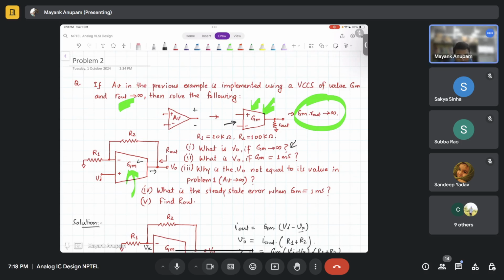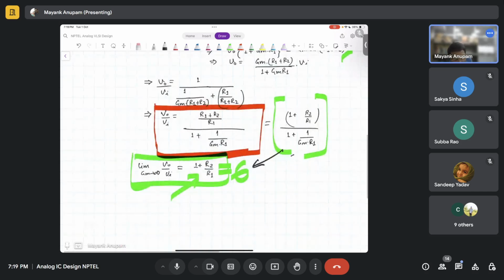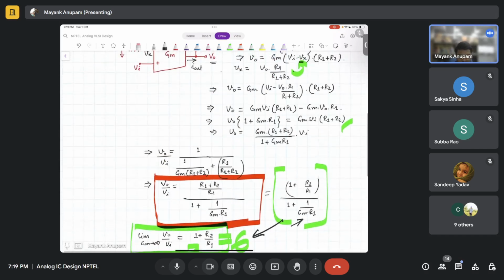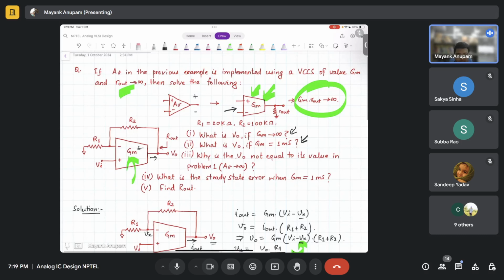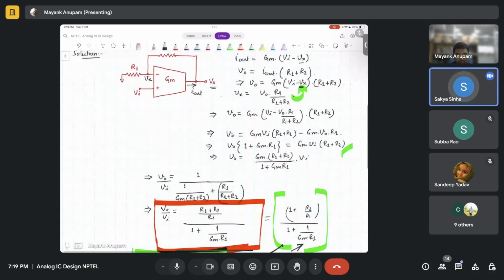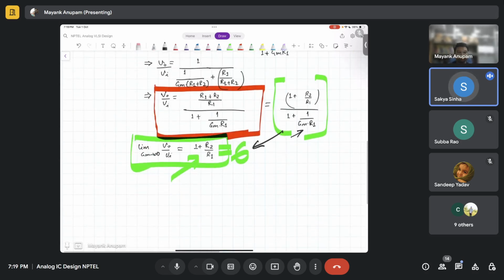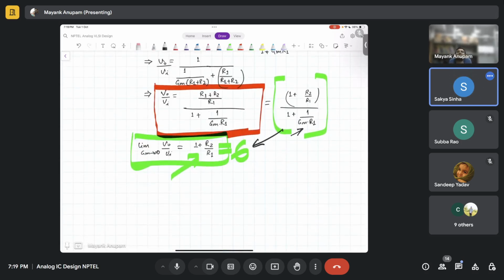Think about it. This is why I have asked this question here, just to understand. If GM is equal to 1 millisiemens instead of infinity, you just need to put the value here, and you will see that it will become less than 6. The value will be less than 6. So what is the steady state error when GM is equal to 1 millisiemens? Yeah, that question I did not understand. What is the meaning of steady state here? Yeah, steady state is actually this.